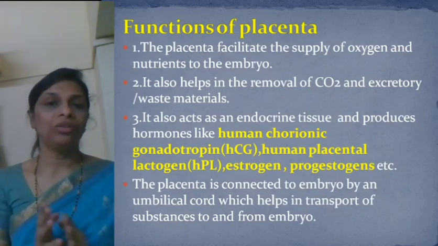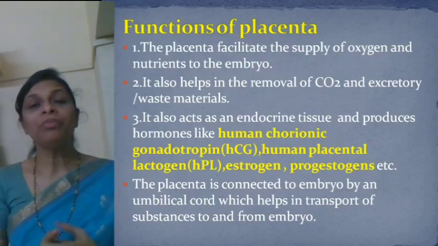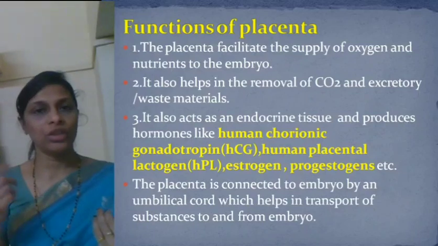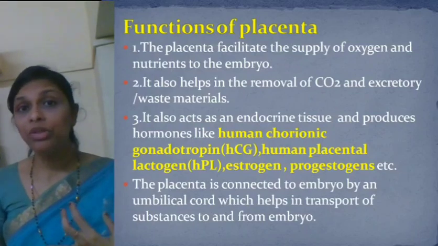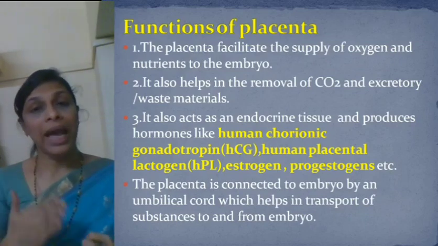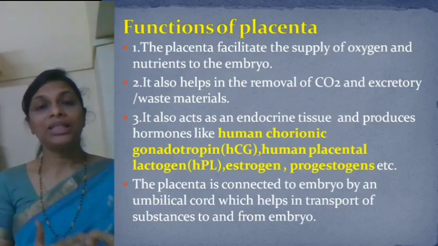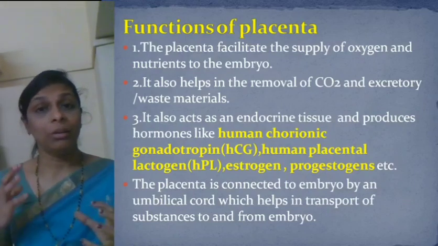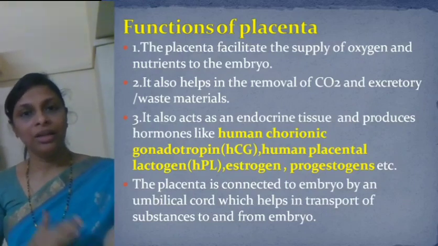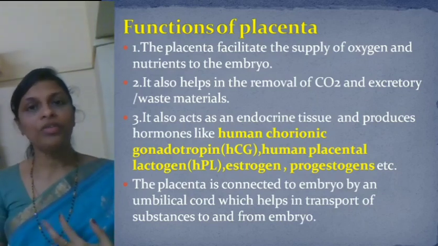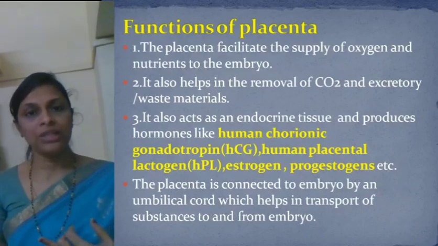Hope it's clear. So the functions of placenta, we can say in short, placenta acts as the lungs of the baby. Why? Because it helps in the transport of oxygen and carbon dioxide. It acts as the alimentary canal of the baby. How? It supplies nutrients to the embryo. Then it acts as the kidneys of the baby. How? It helps in the removal of excretory waste materials. So placenta has a major function to do. It facilitates the supply of oxygen and nutrients. It helps in the removal of carbon dioxide and excretory or waste materials.